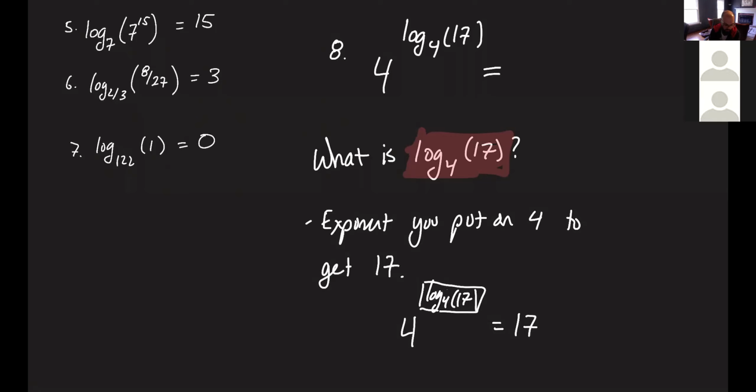So question 8 was this one up here. It said, what is this number? What is 4 to the log base 4 of 17? And think about what we just did down here. We have 4 to the log base 4 of 17 is just 17. So we have two examples here that we want to highlight.